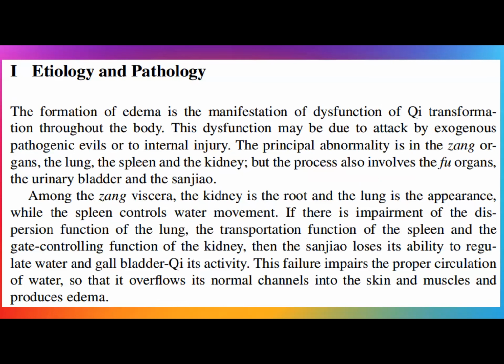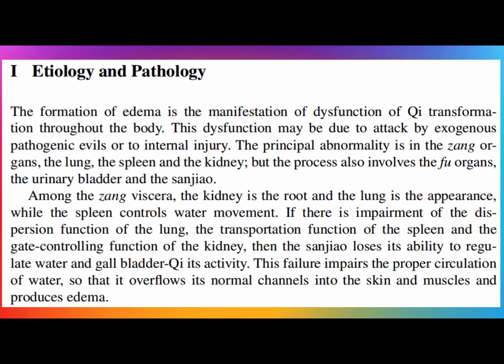Etiology and pathology. The formation of edema is the manifestation of dysfunctional chi transformation throughout the body. This dysfunction may be due to attack by exogenous pathogenic evils or to internal injury. The principal abnormality is in the Zhang organs, like the lung, the spleen, and the kidney. But the process also involves the Fu organs, like the urinary bladder and the Sanjiao.